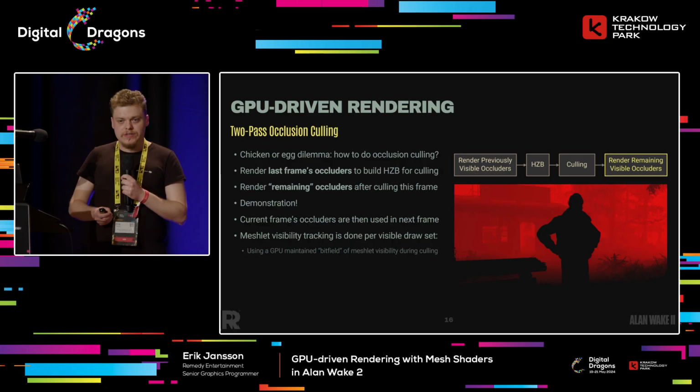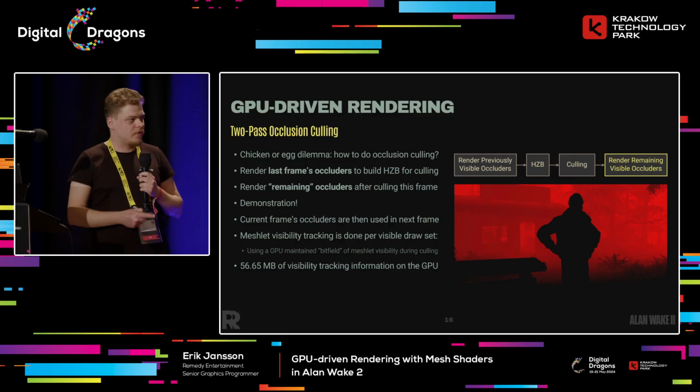The tracking we do is done per meshlet, and we do it using a bit field. As you can imagine, this can become quite big, but in general, it's not super bad. It's around 56 megabytes, I think, for a pretty complicated scene.